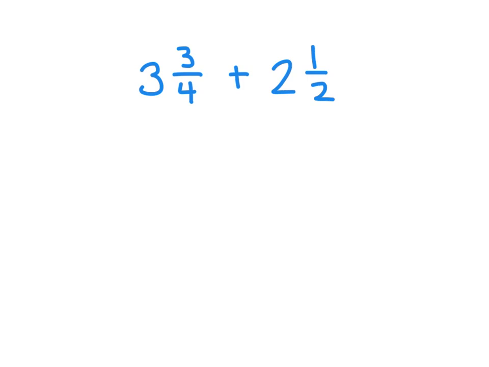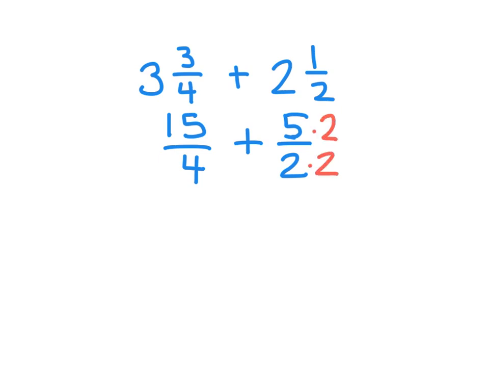The first fraction, I'm going to choose to change that to an improper fraction. You don't have to do it this way, but I'm going to change it to 15/4. The second fraction I'll also change to an improper fraction. That would be 5 over 2. Getting a common denominator, 4 would be my least common denominator, so let's leave that first fraction the way it is, and we'll change 5 over 2 to 10 over 4.